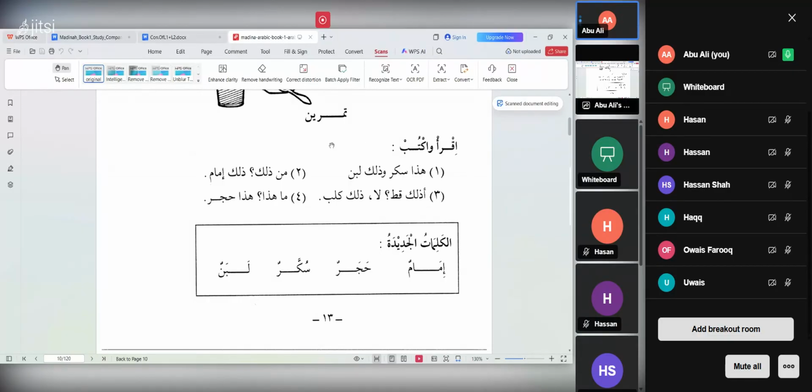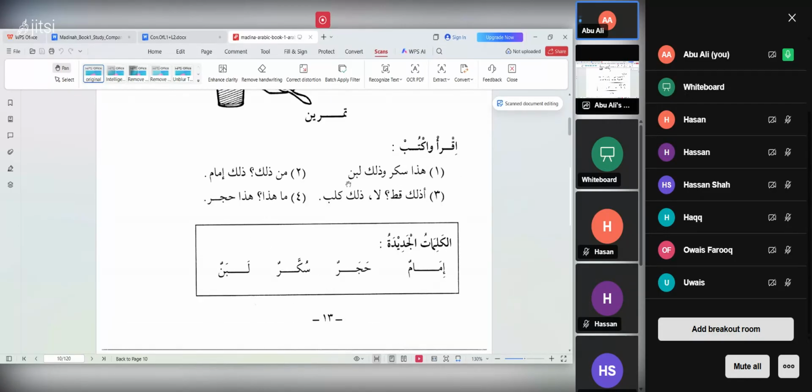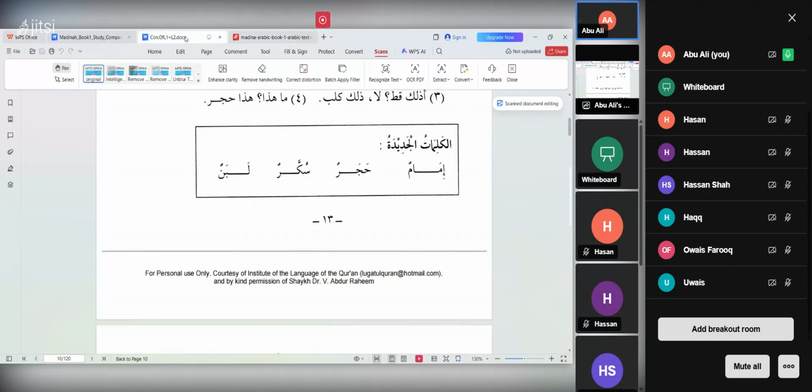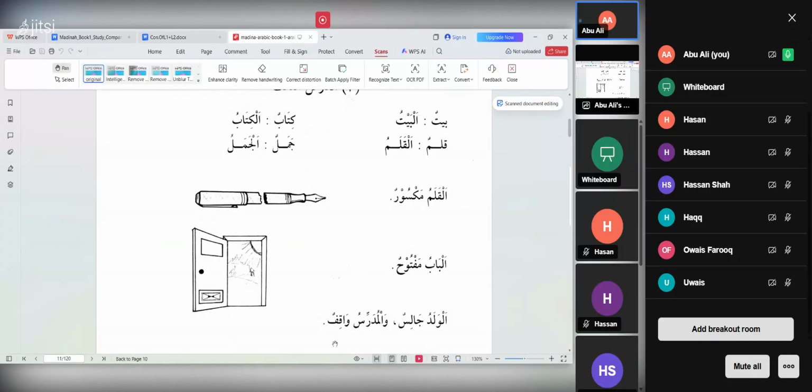تمرين, exercise. اقرأ واكتب, read and write. Same thing. هذا سكر وذلك لبن. من ذلك؟ ذلك إمام. It's the same sentences. These are the new words which are here too. And that's it for today. Alhamdulillah Rabbil Alameen.